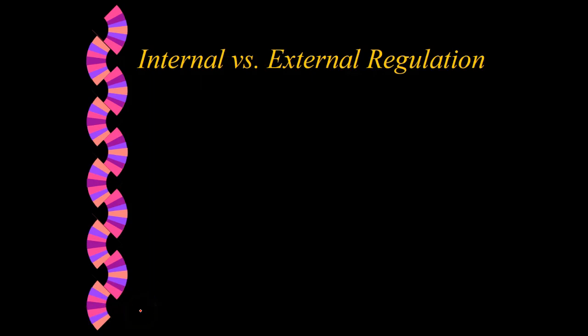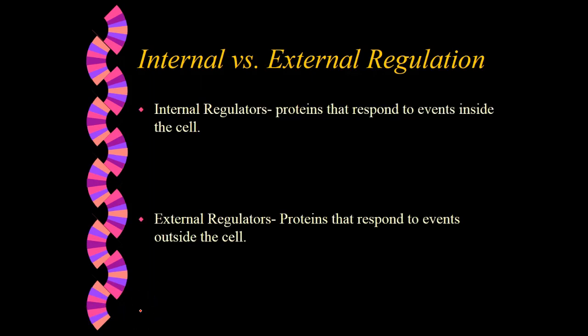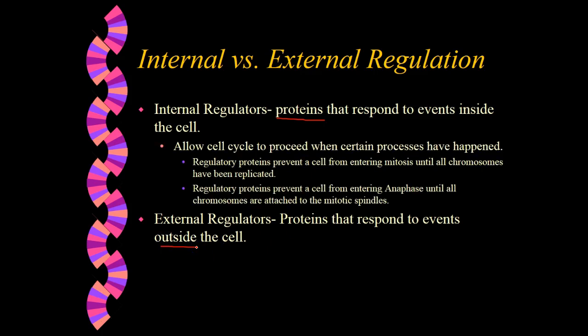Anyway, moving on. Internal and external regulation. Okay, this is going to be important for you to know. Internal is exactly what it sounds like. They're going to be regulating the cell cycle from inside the cell, and these specific proteins are going to be responding to events that happen inside the cell. External regulators are proteins that respond to events outside the cell. Okay, and so we're going to talk about the specifics of internal and external regulators.